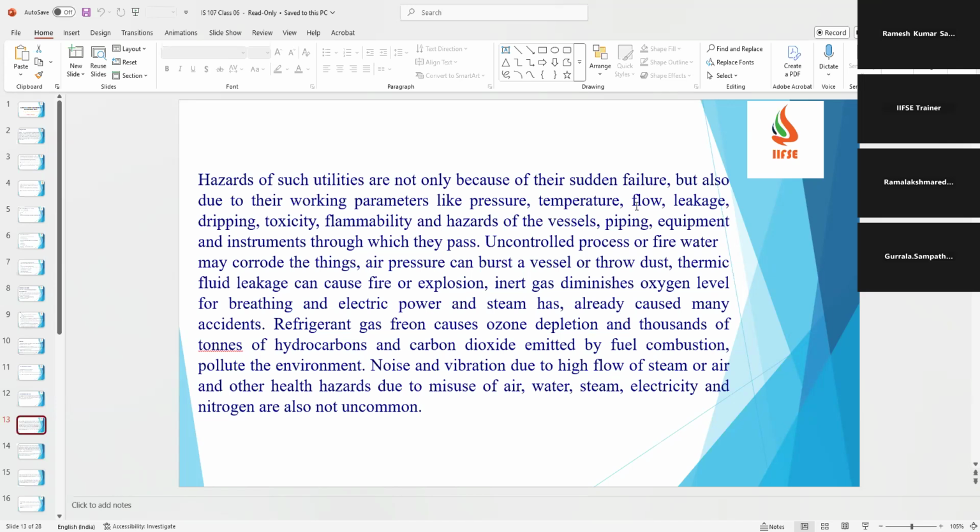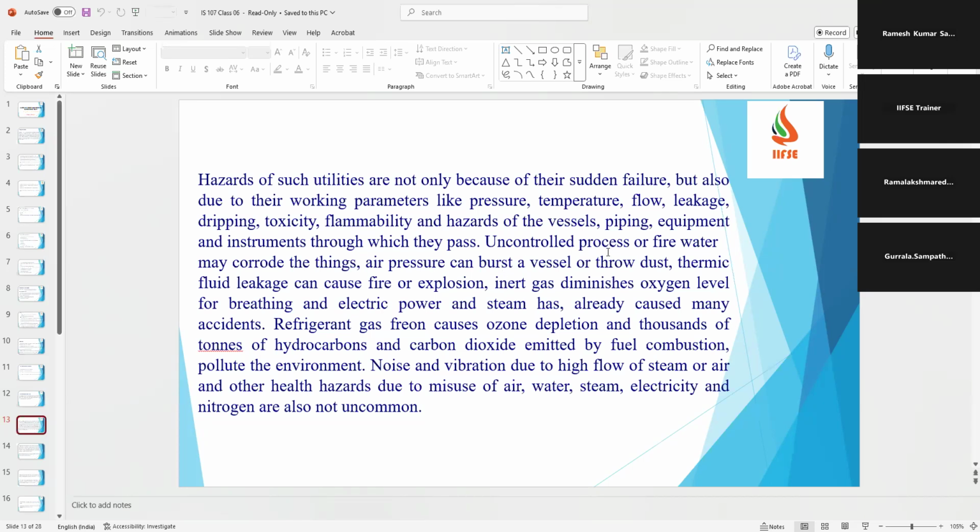Then leakage and dripping, oil dripping, resulting in contamination, sometimes toxicity, flammability, hot oil, and hazards of the vessels, even the piping, the hot oil storage vessels or storage tanks, the piping and also equipment, instruments through which they pass. Even equipment failure, instrument failure, piping failure, even vessel failure, or the vessels involved in accidents, then also a hazard with the utility. Uncontrolled processes or firewater may corrode the things, and the air pressure can burst the vessel, or throw dust, thermic fluid leakage can cause fire or explosion. Inert gas diminishes oxygen level for breathing, and also electric power and steam has already caused many accidents.